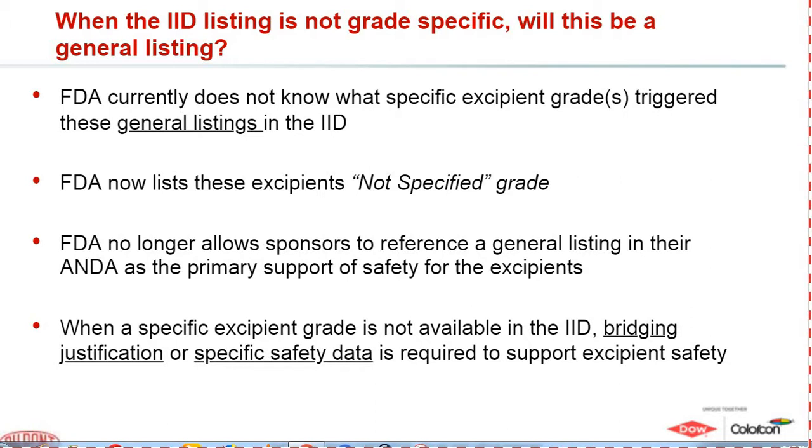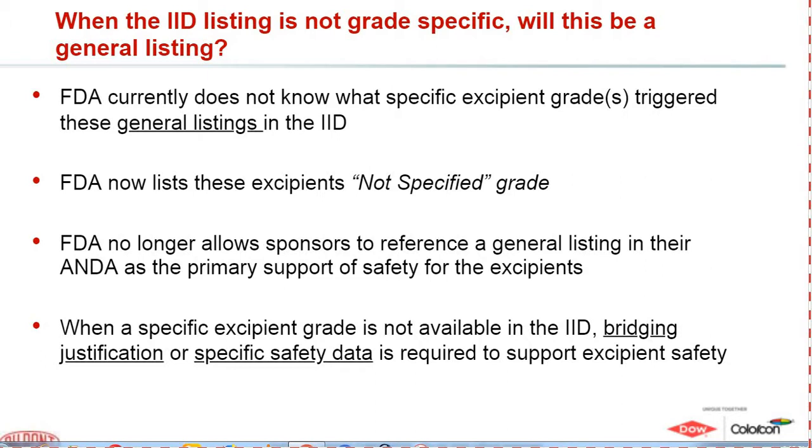Okay, so let's discuss the fact that many of the listings in the IID are not grade specific. Some of them may be listed as not specified or unspecified, or not have any type of a grade associated with it. We know that the FDA is having an increasing concern about various grades of excipients and the potential impact that different grades might have on performance. And so they don't always know what the grade was that was in the previously approved product that may have triggered the general listings in the IID that are listed as not specified or with no grade listing at all.